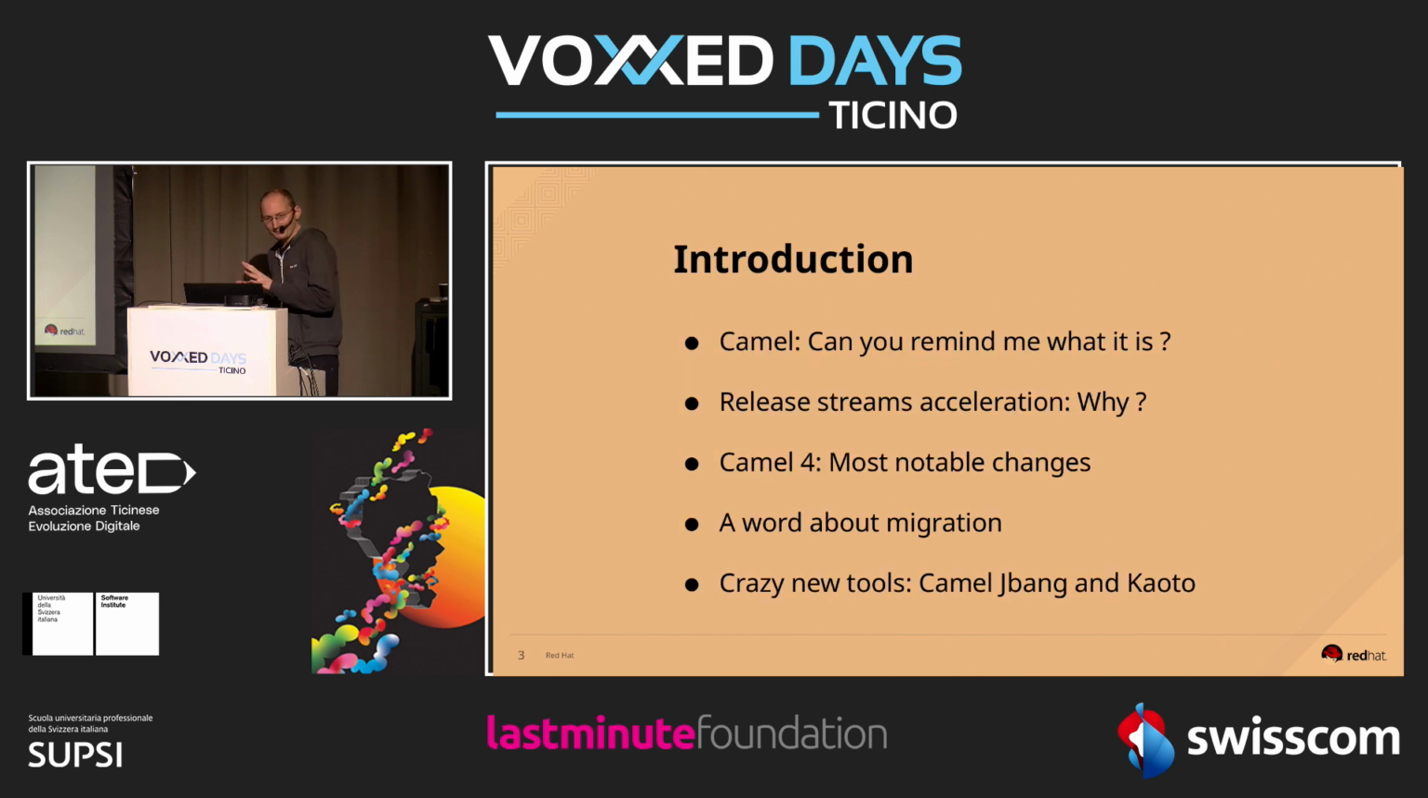I already almost mentioned the plan, but we'll first have an introduction. I don't know how many people here in the room know about Camel. Okay, so we will try to have a very quick summary, and there we go for the presentation. Release stream acceleration, then the most notable changes for the major release, and a word about migration, but really this is not the core of the topic, just some pointers. And then the crazy new tools, Camel JBang and Kyoto, where we have things occurring, competition between projects, etc. But I will just give you some pointers around what's happening, the news.